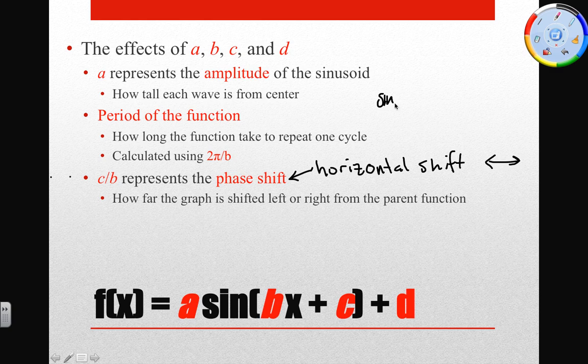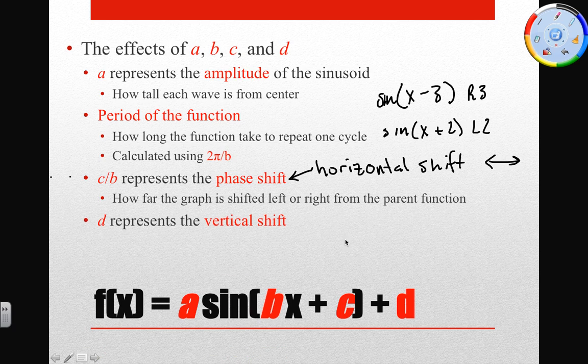So if I said sine of x minus 3, this is right 3. Whereas sine, and remember, anything that I say for sine works the same for cosine, x plus 2, this would be left 2. And lastly, the D represents the vertical shift. It's kind of the easiest one. A and D are the easiest. And if it's a sine of x plus 3, it's up 3. And if it's a sine of x minus 4, it's down 4.